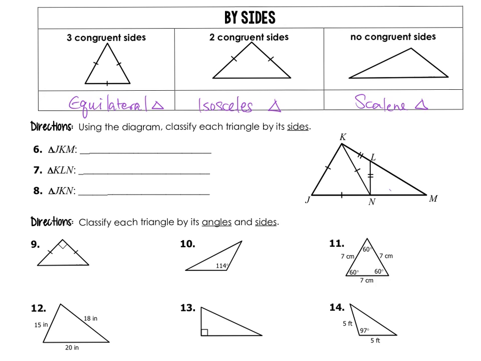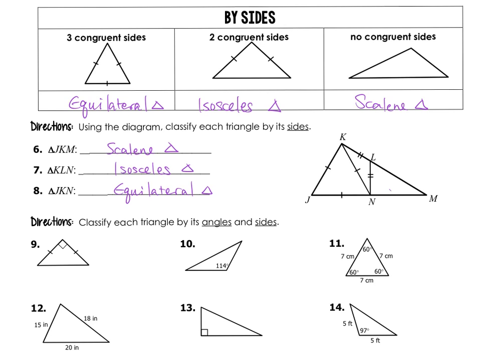And the example below, triangle JKM. JKM is a scalene triangle, and KLN is isosceles. So you're basically looking for the little tick marks that give you information. Finally, JKN, that's obviously an equilateral triangle. Okay. I'm gonna do a couple of examples below, but you should finish the entire practice.